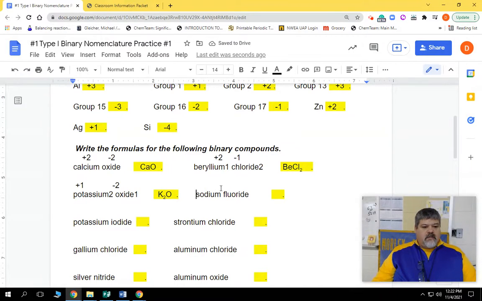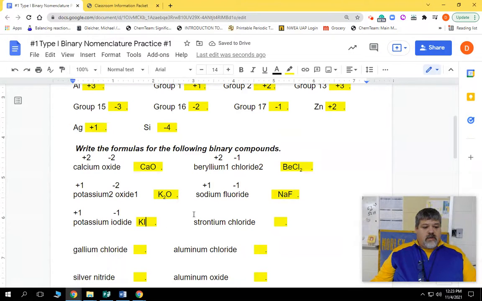So let's go back over here. My sodium is going to be a +1 because it's in column 1A. My fluorine is going to be a -1 because it's in 7A or 17. So we just put down the symbols, Na, and then capital F. Okay, potassium iodide. Potassium is a +1. Iodine is a -1. So I need 1 of each one. So potassium is K, so K. And then iodine, the capital letter is I.